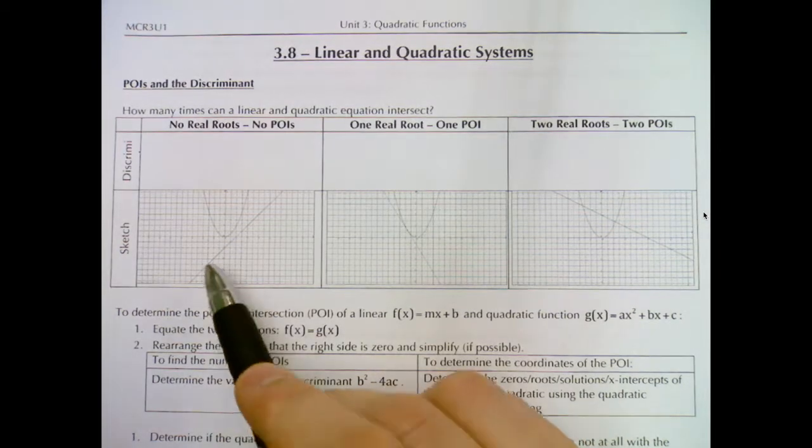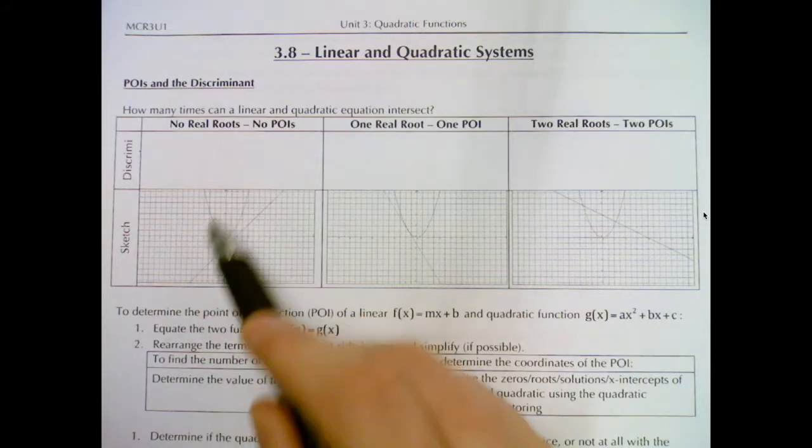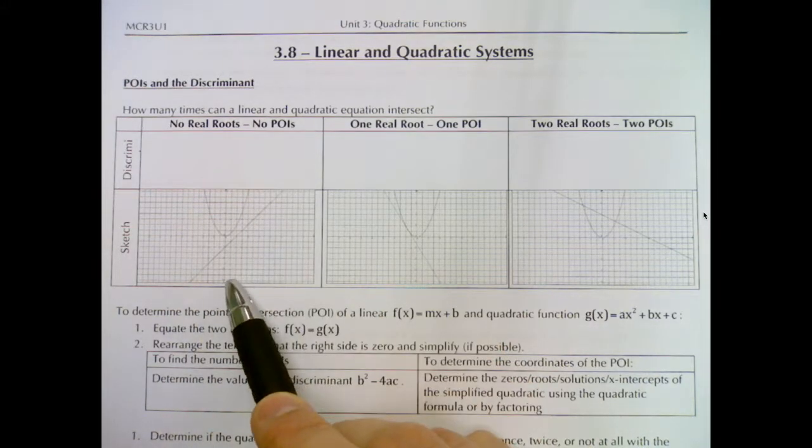The first way is that we could have a line that never crosses the parabola. So we've got our parabola here above the line. Alternatively, we could have our parabola below the line opening down.